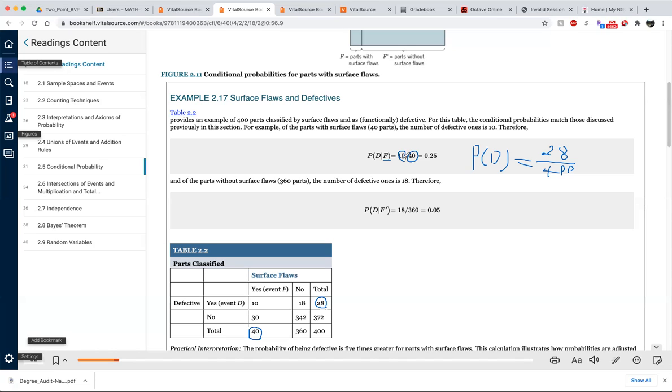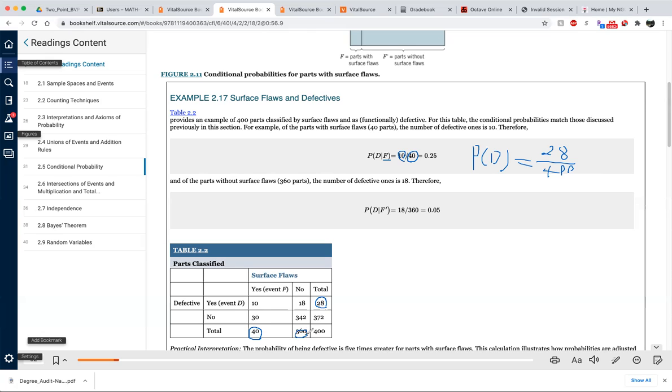Okay, so that's how to find conditional probability. And then the parts without surface flaw: 360, the number of defective ones is 18. So that's going to be the probability of D given F prime. What that means is we're going to find the probability that the part is defective given that the part doesn't have a surface flaw. Okay, so now how many parts don't have a surface flaw?